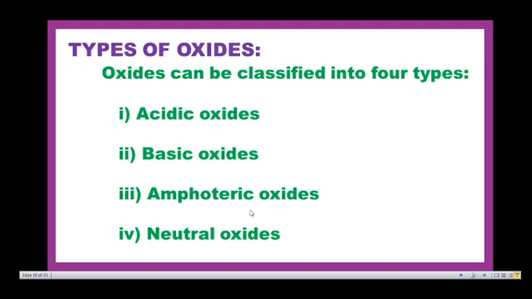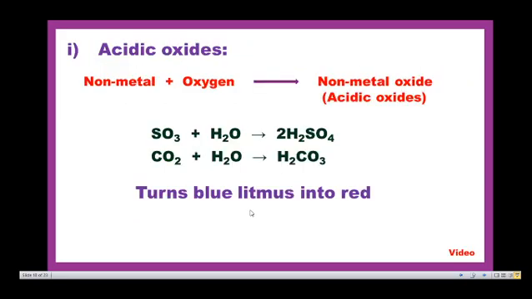There are four types of oxides: acidic oxides, basic oxides, amphoteric oxides and neutral oxides. What is an acidic oxide? We know that non-metals combine with oxygen and produce non-metal oxides. Now we want to check the nature of the non-metal oxide, whether it is acidic or basic. With the help of litmus paper, we can identify the nature of the non-metal oxide. Litmus is an indicator which indicates whether the substance is acidic or basic. So non-metal oxides are taken, sulfur trioxide and carbon dioxide, and dissolved in water. Sulfur trioxide dissolved in water produces sulfuric acid. Carbon dioxide dissolved in water produces carbonic acid.